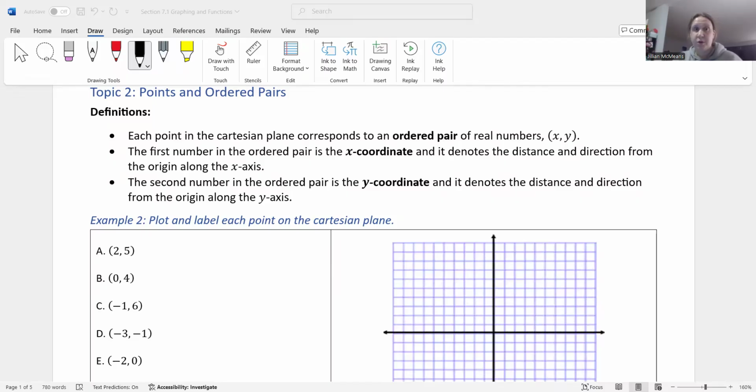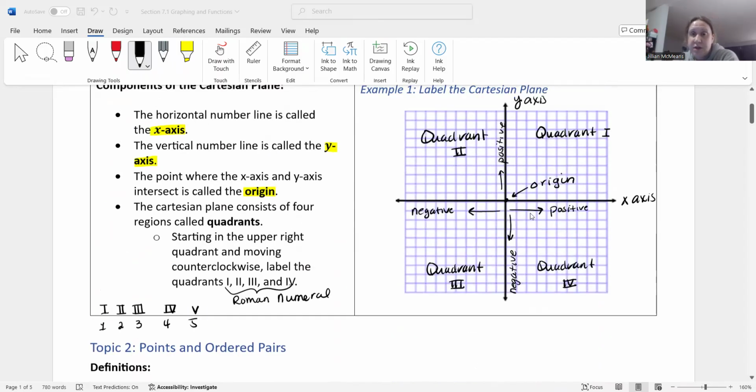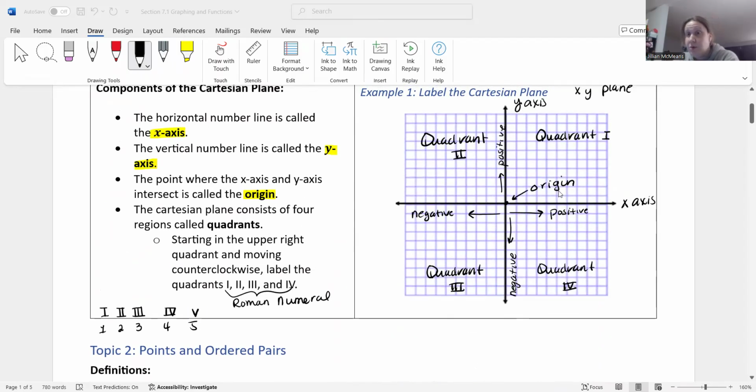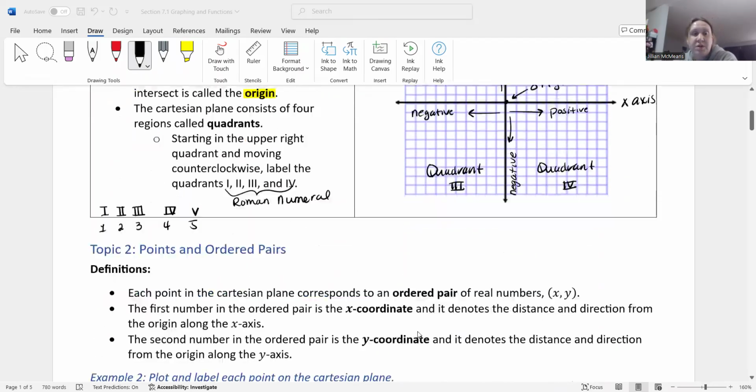For topic two, we're going to look at points and ordered pairs. So we already know, generally speaking, what the Cartesian plane is, okay? So up here we have the Cartesian plane, but we need to know how to represent specific locations on the Cartesian plane, and we do that with ordered pairs, okay? So points and ordered pairs.